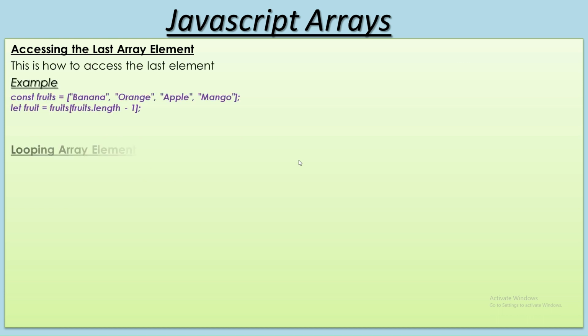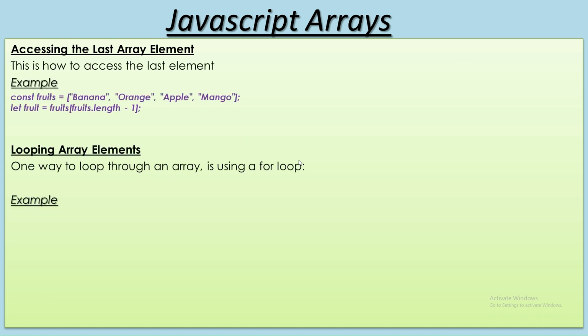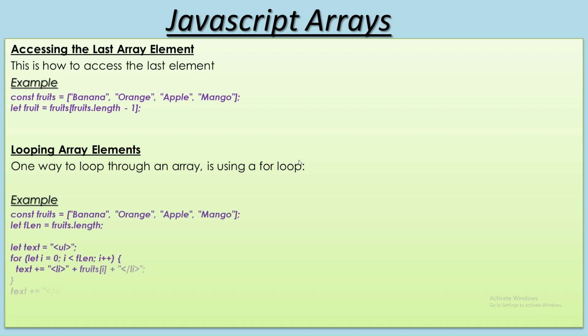Accessing the last element, this is how to access the last element. For example, const fruits = ["Banana", "Orange", "Apple", "Mango"], and fruit = fruits[fruits.length - 1], which is index 3. Now this one will give us the value of the fourth element from the fruits array, which means fruits[3], and that would give us Mango.